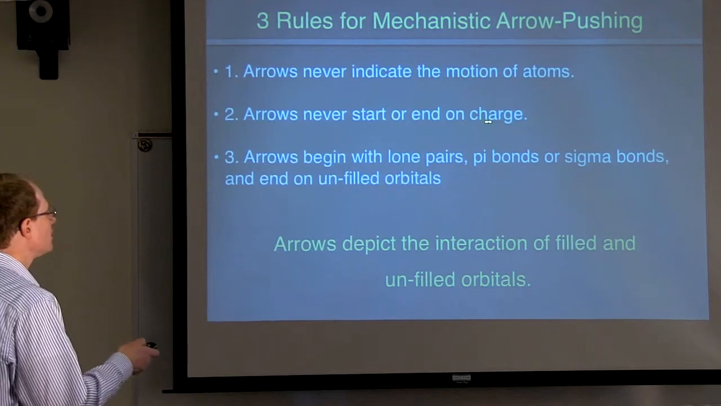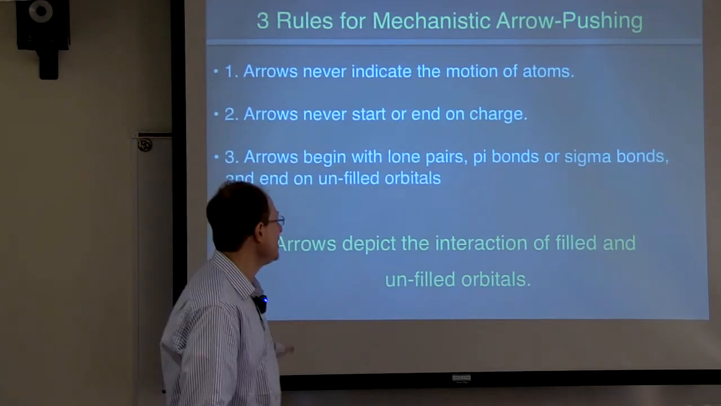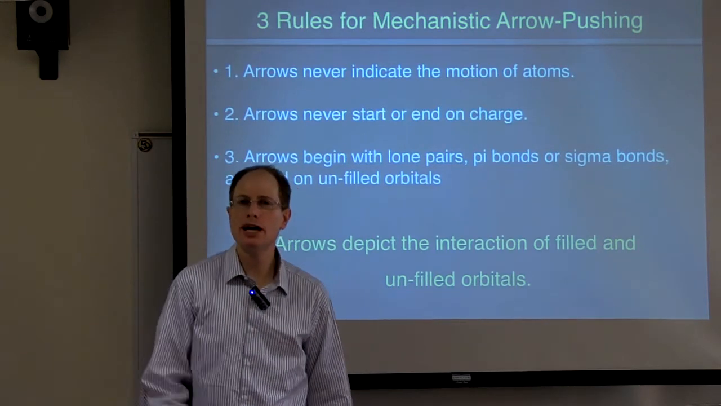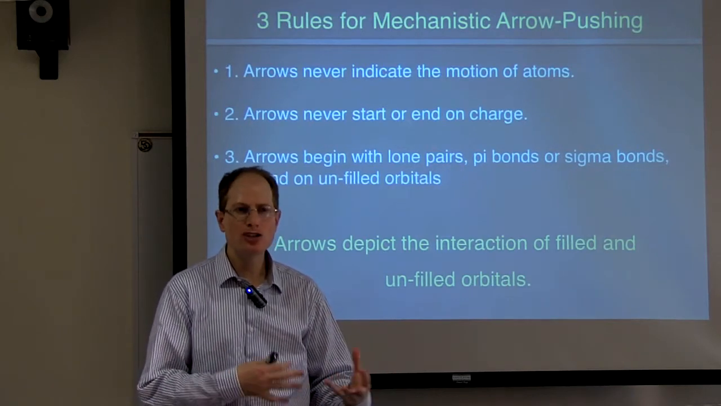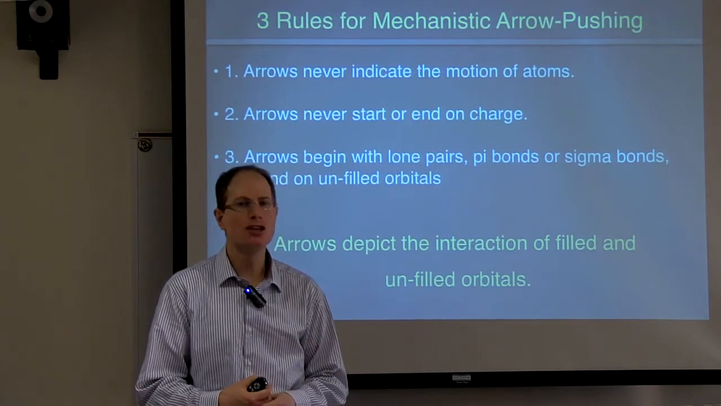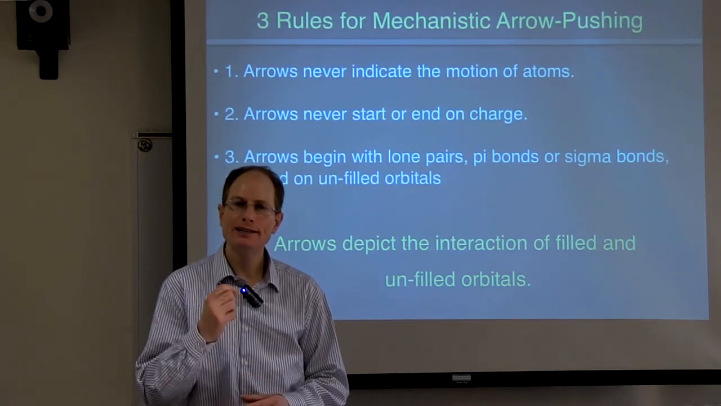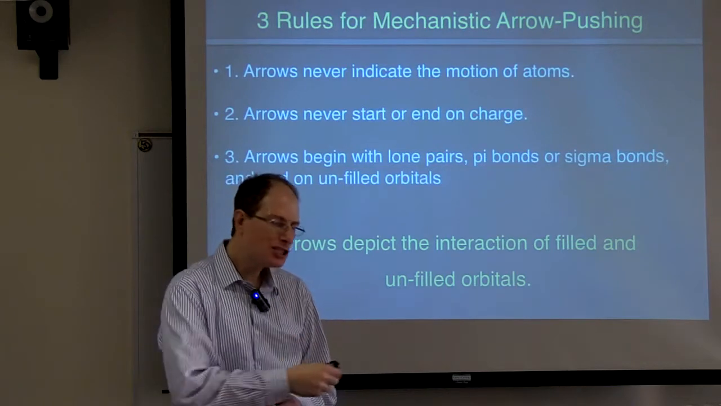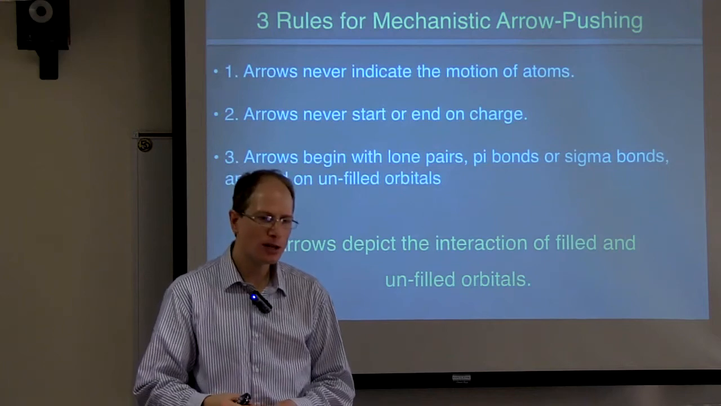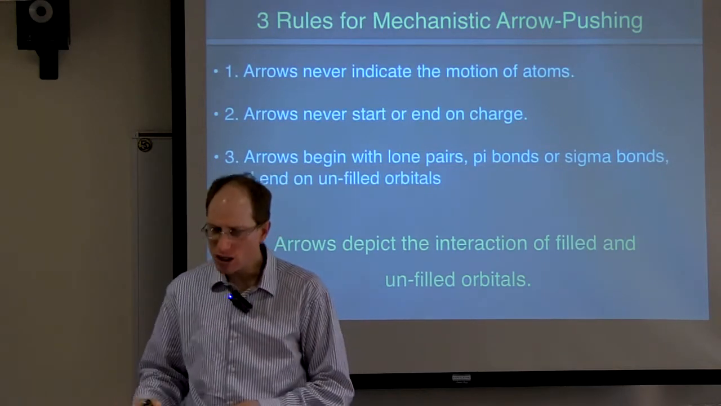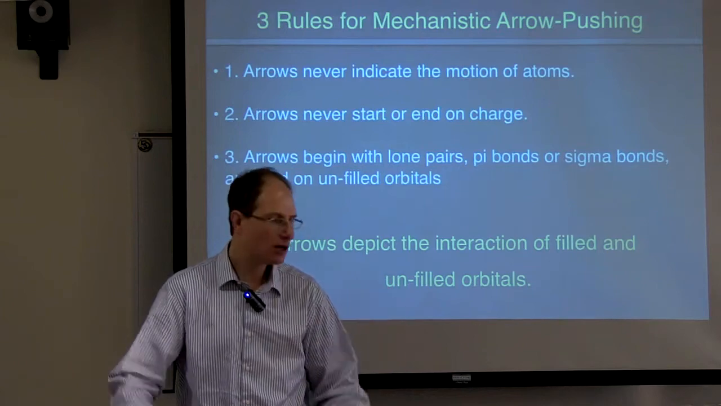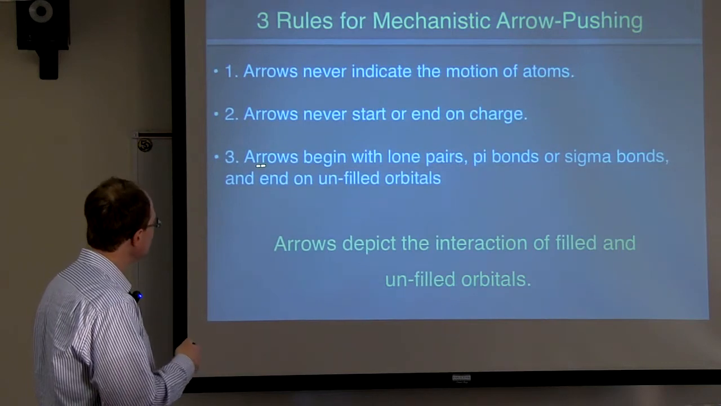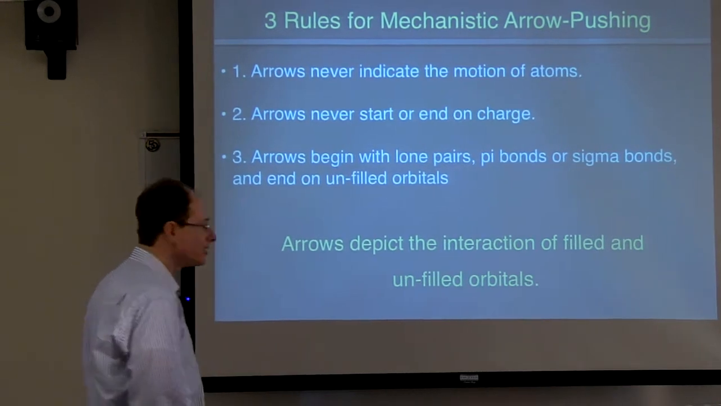Arrows never start or end on charge. Since these arrows are depicting the interaction of filled and unfilled molecular orbitals, charge is irrelevant. Okay? Charge, formal charge, is one of those nice conventions that makes Lewis structures so much easier to understand. Yet the charge itself does not show you where the electrons are. It doesn't show you anything about the molecular orbital. And so drawing an arrow from one formal charge to another is worthless. Okay? So again, arrows never start or end on charge. Instead, here's the one that really embodies everything.